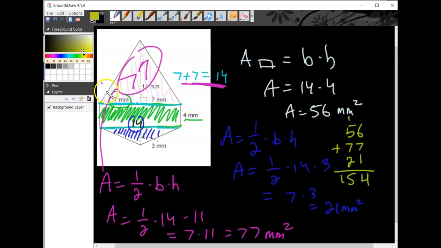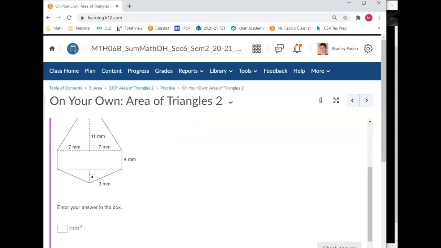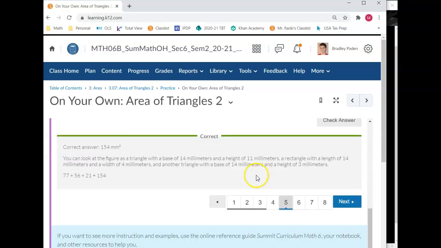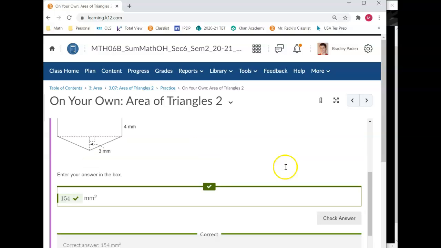To summarize, we got 56 millimeters squared for the rectangle in the middle. We got 77 millimeters squared for the triangle at the top, and we got 21 for that triangle at the bottom, which adds up to 154. Check answer. Yes. All right, great.